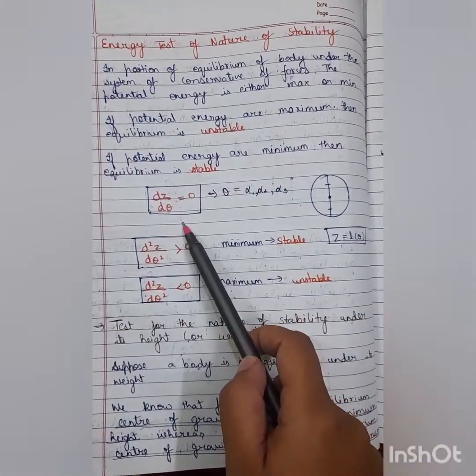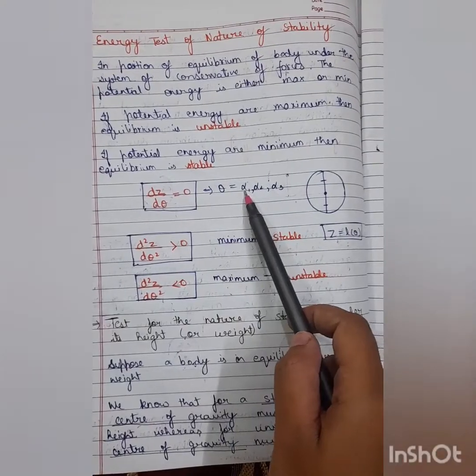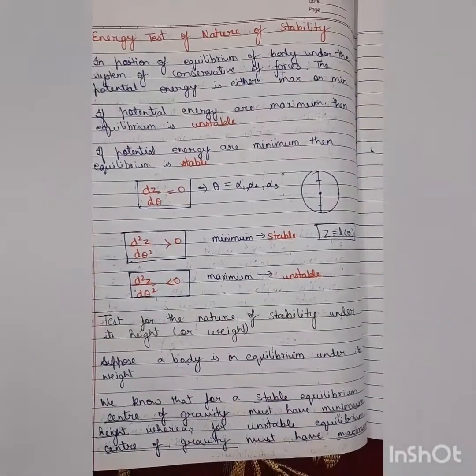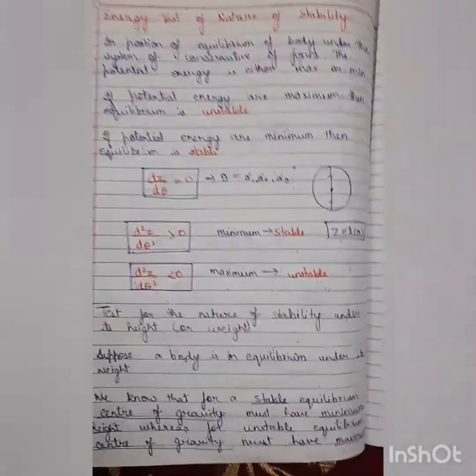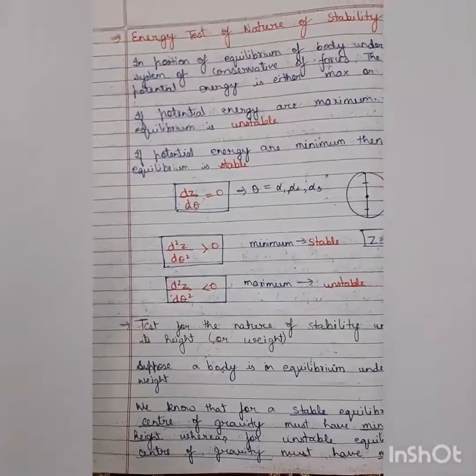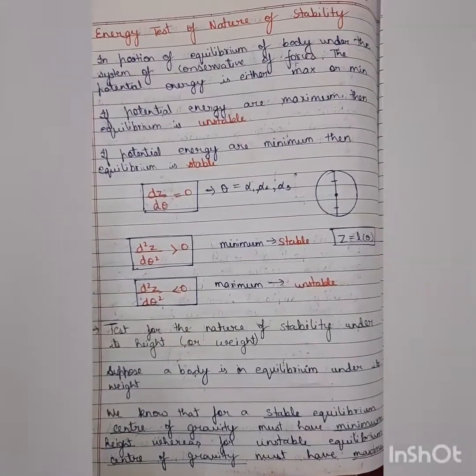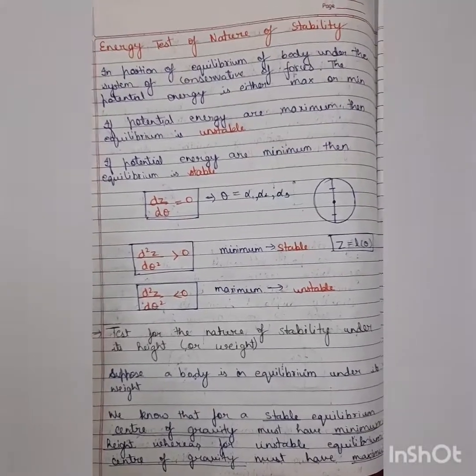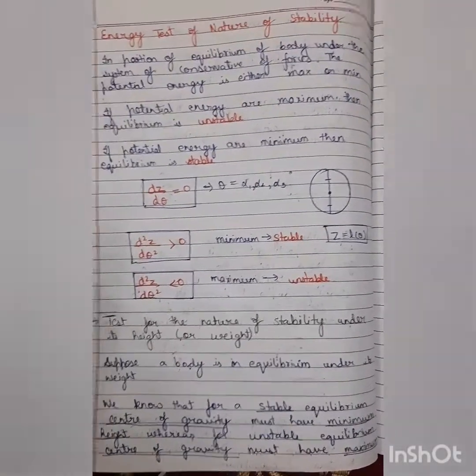That is, dz upon d theta is equal to 0, where theta is equal to alpha 1, alpha 2, alpha 3. If d2z upon d theta square is greater than 0, that is minimum, then it is a case of stable equilibrium. And if d2z upon d theta square is less than 0, then it is a case of unstable equilibrium, because it will be maximum.